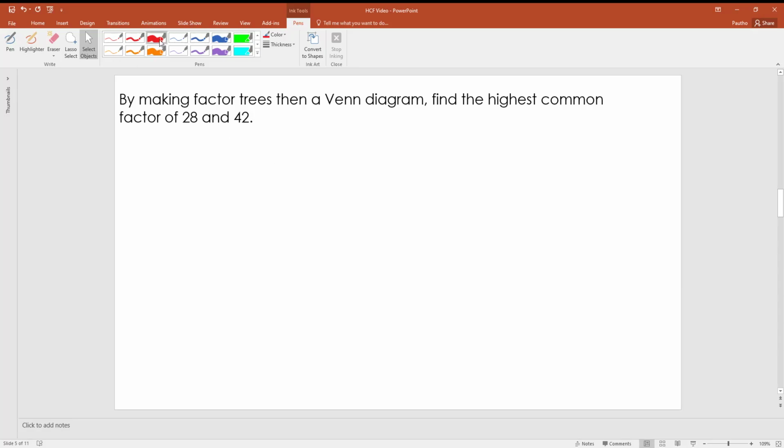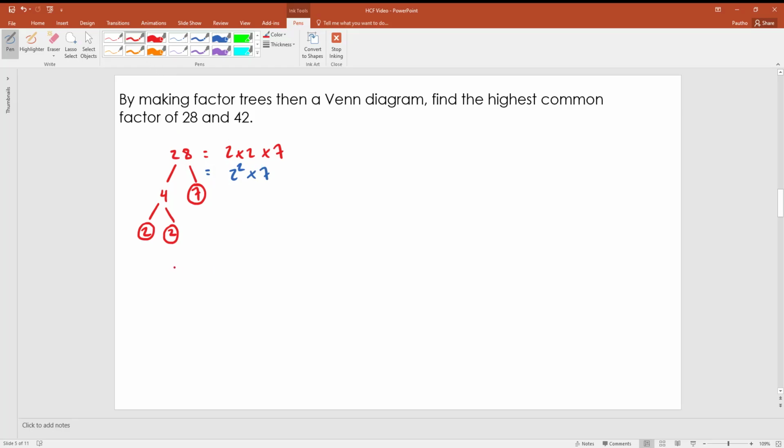Okay, welcome back. So the first thing I'm going to do, as instructed, is to make prime factor trees for 28 and 42. Now, 28: remember, two numbers multiply to make 28. Any two will do. I'm going to go for 4 times 7. 4 is not prime. You can break 4 down into 2 times 2. And 2 is prime, so we'll stop there. And 7 is also prime. So 28 is done. 28 is 2 times 2 times 7, which you can also write as 2 squared times 7. But I'm going to stick with the long form today.